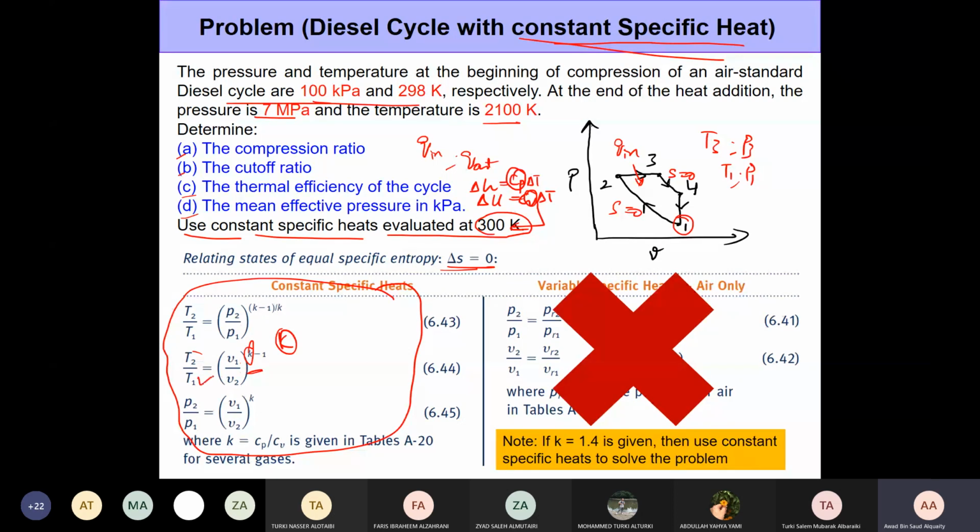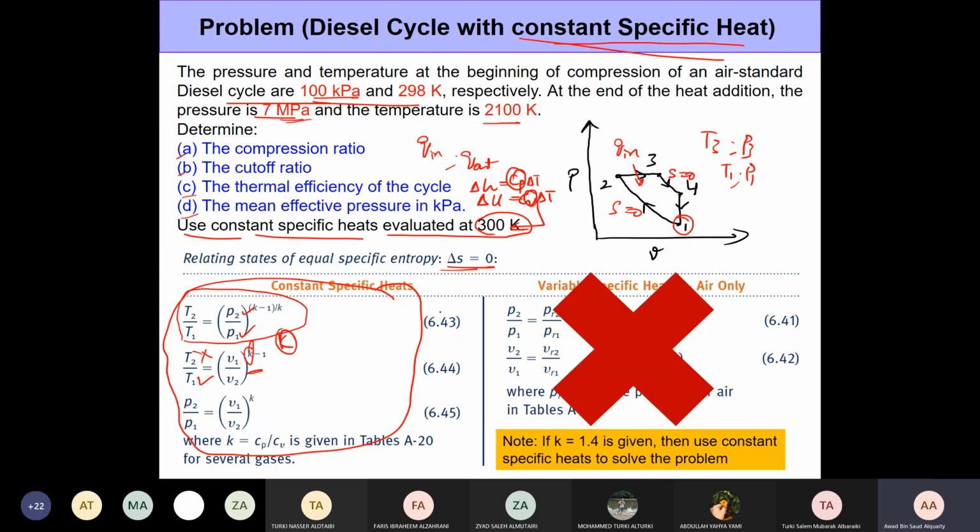Now we have T1, but we don't have T2. So maybe we need to determine T2 using this other formulation right here. But for this, we need P2 and P1. Now P1 is directly given in the question as 100 kilopascal. P2 is not directly given. P3 is given, right? P3 is given as 7 megapascal.